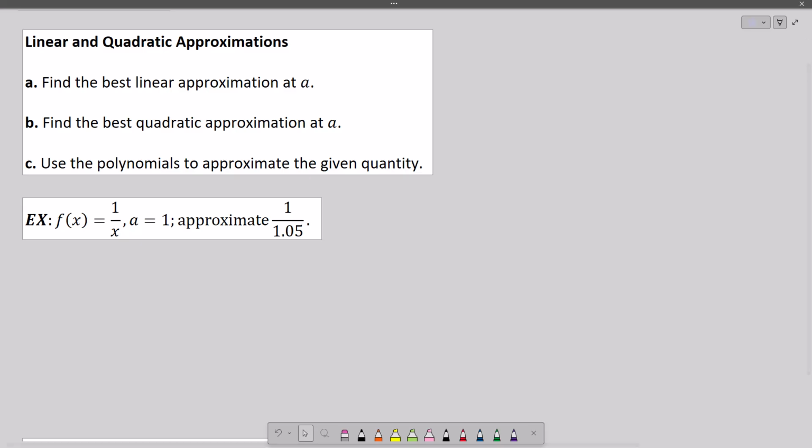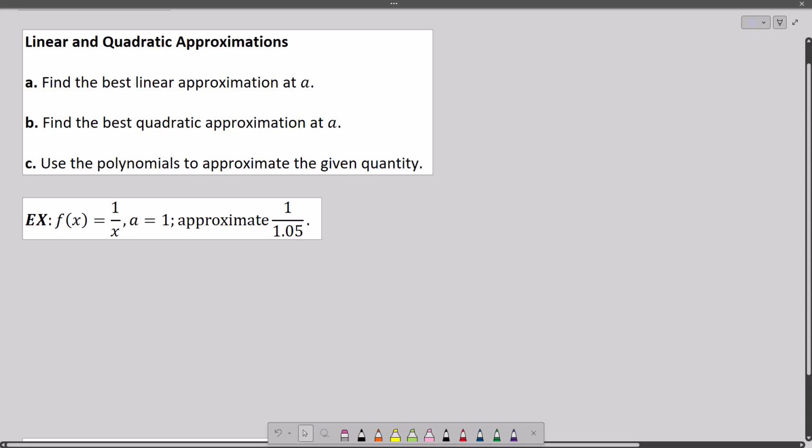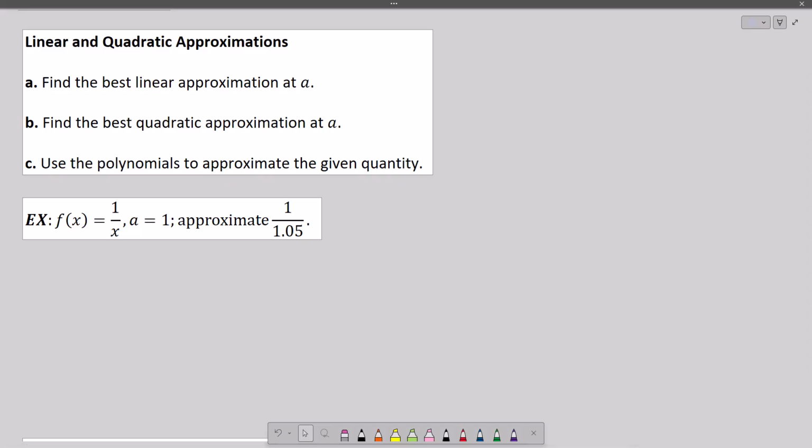Okay, so let's use these. So we understand the best linear approximation. Now we've just talked about the best quadratic. Let's use those two before we extend it to the third and fourth approximations. So what do we do with these two approximations?